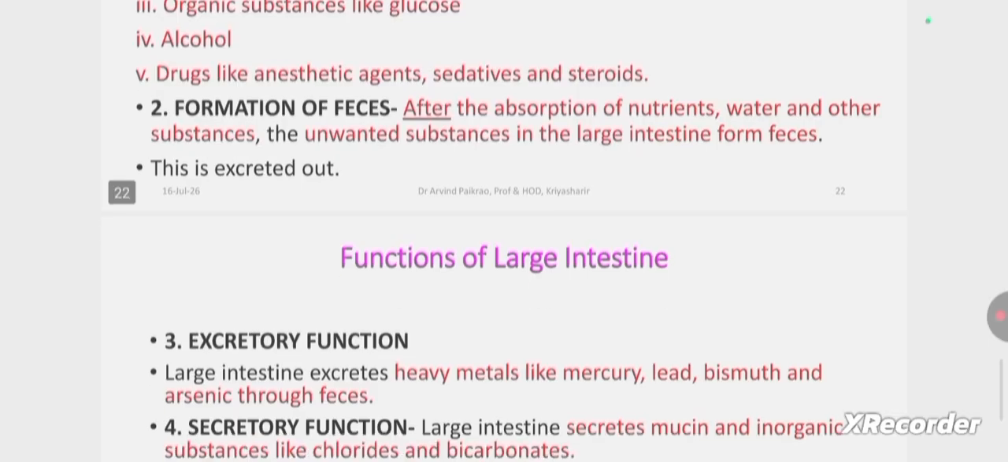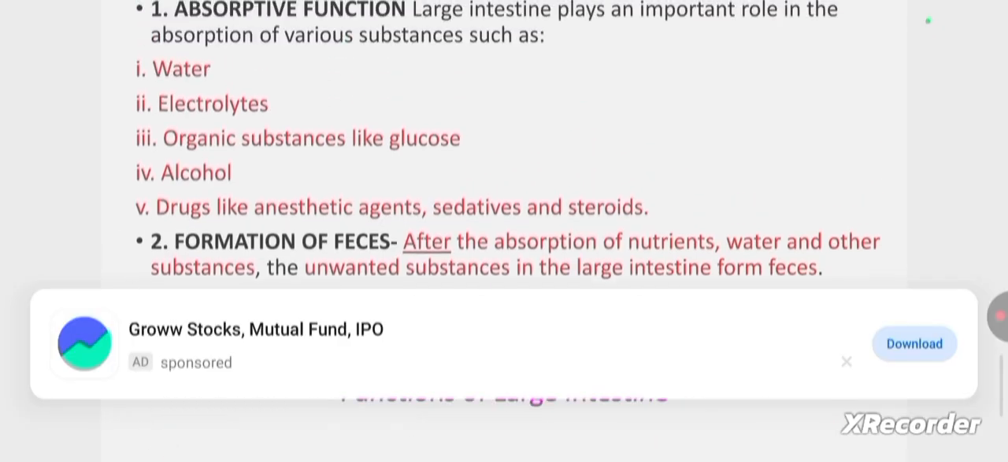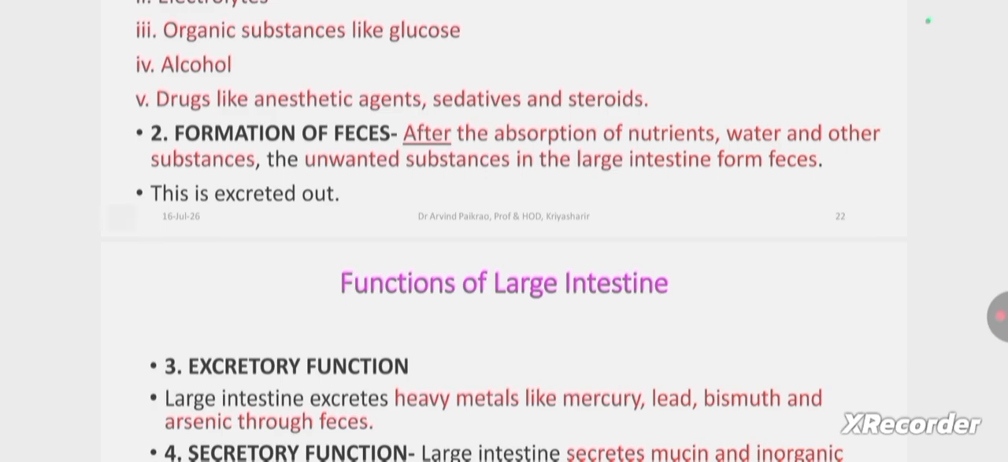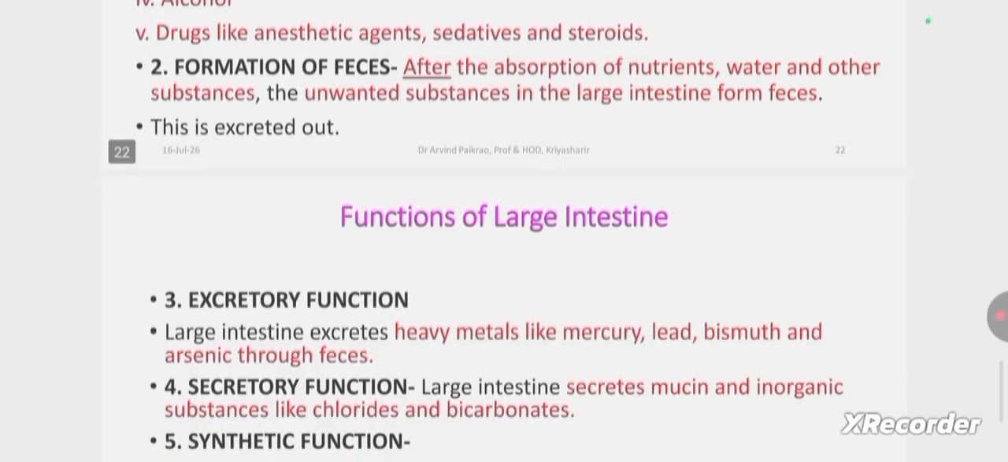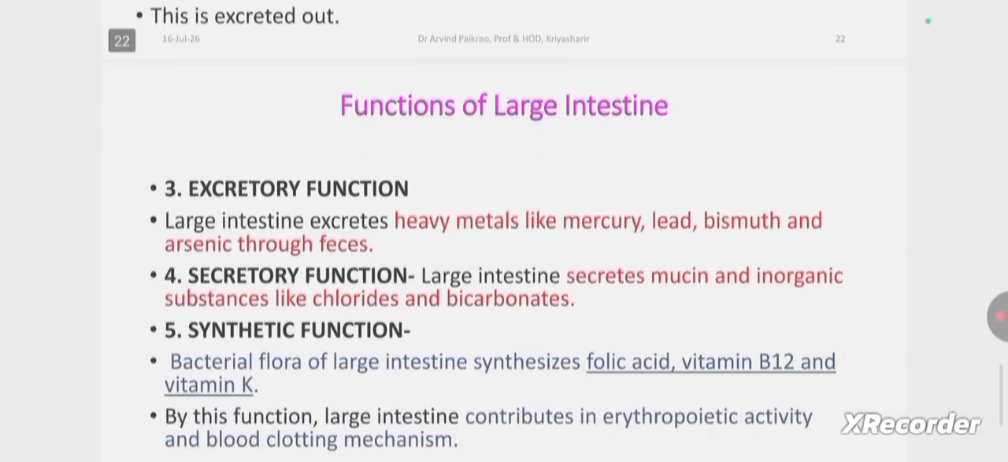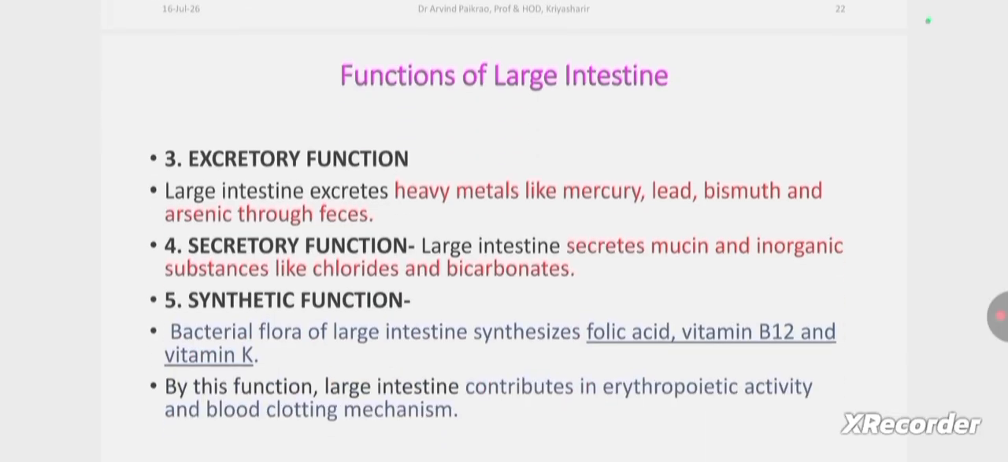How is the feces formed? Water is absorbed in the large intestine, particularly in much larger amounts, along with nutrients and certain other substances, and unwanted substances are thrown into the large intestine. Because water is absorbed more, all the solid content appears, and that is excreted, or it is the feces amount. Next, we will see the excretory function of the large intestine.